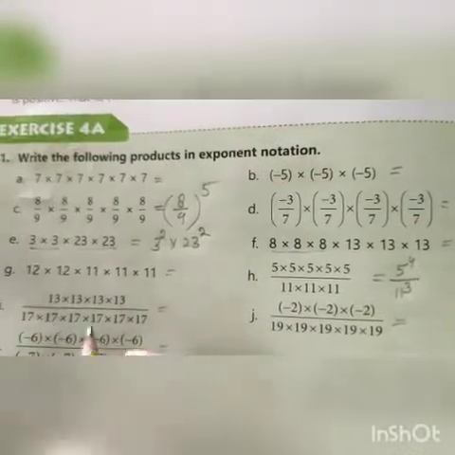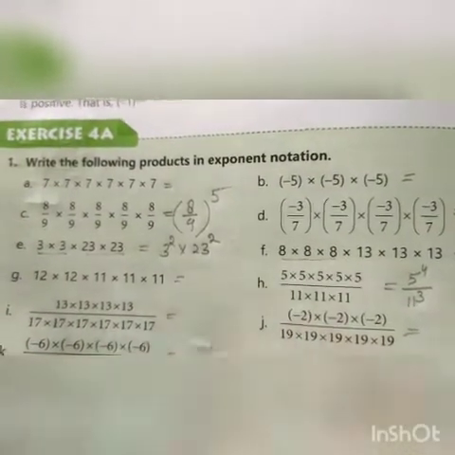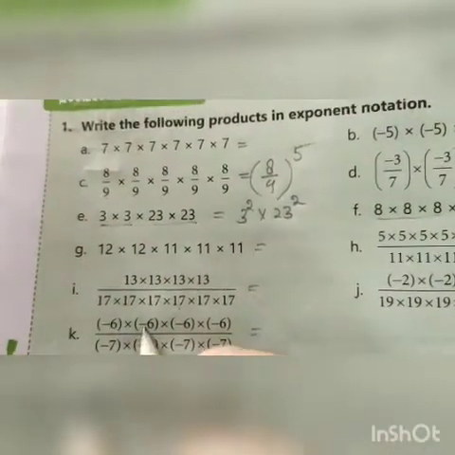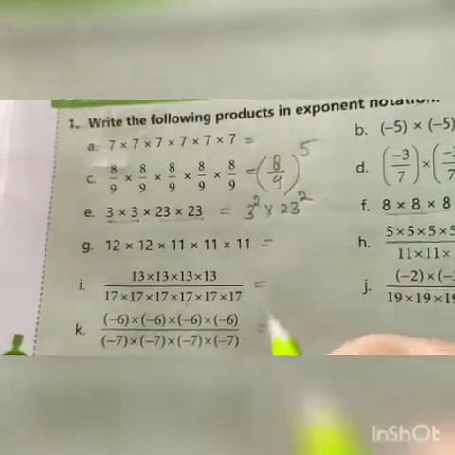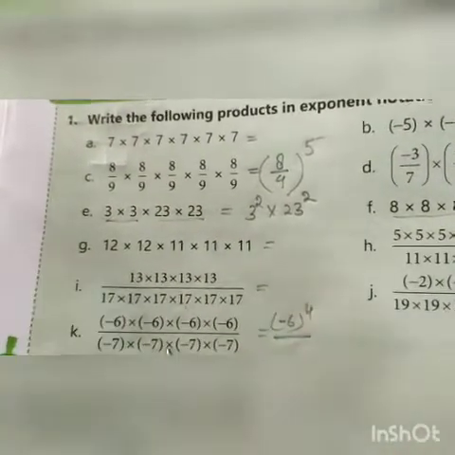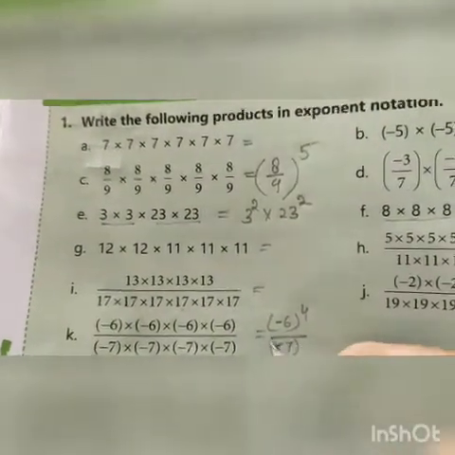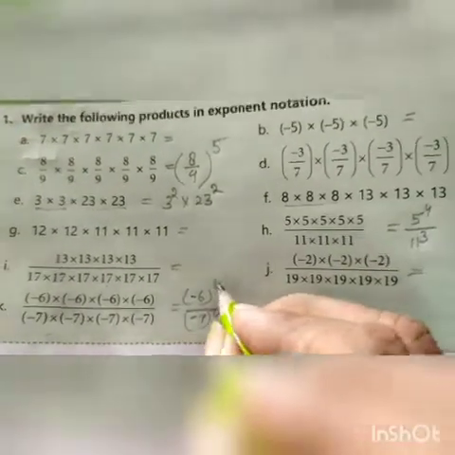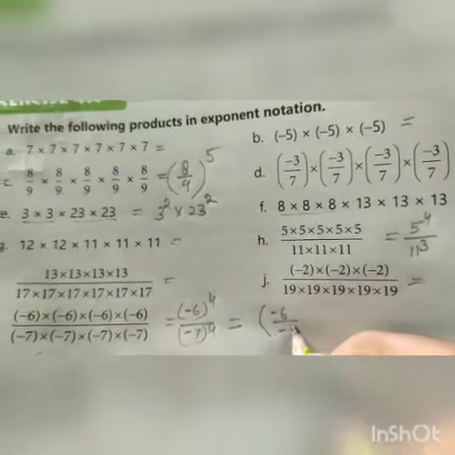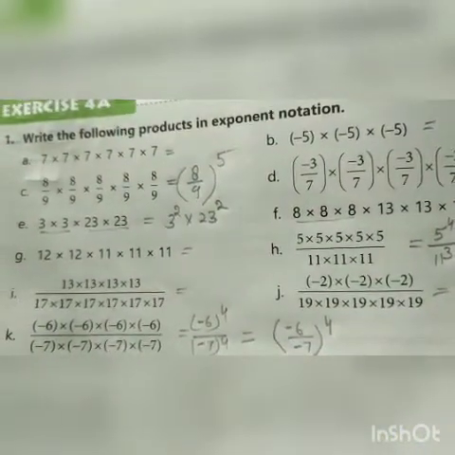Okay, same procedure, same method here. Here also the same method. See here, minus 6 into minus 6 into minus 6 into minus 6, minus 6 is given 4 times, upon minus 7 also given 4 times, minus 7 power 4. Both the powers are the same, so we can write it like this, minus 6 upon minus 7 whole power 4. Clear?